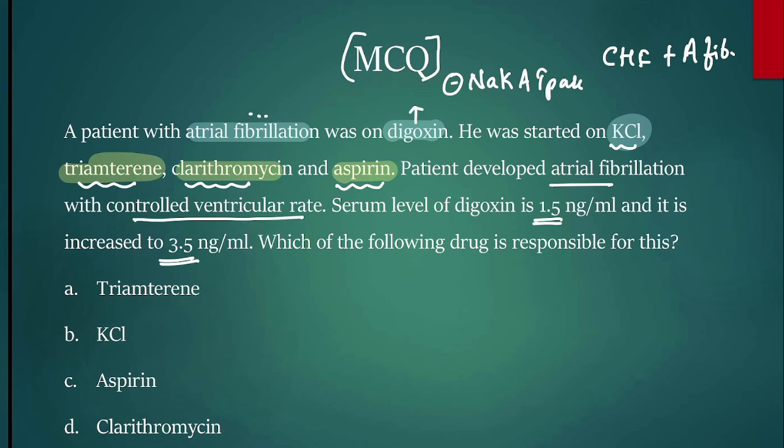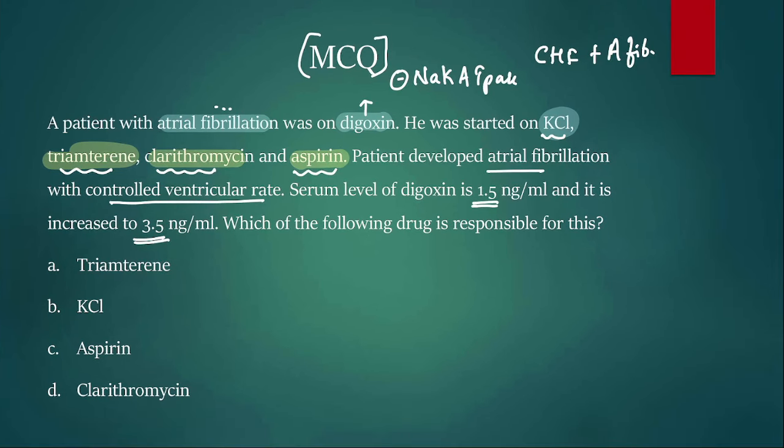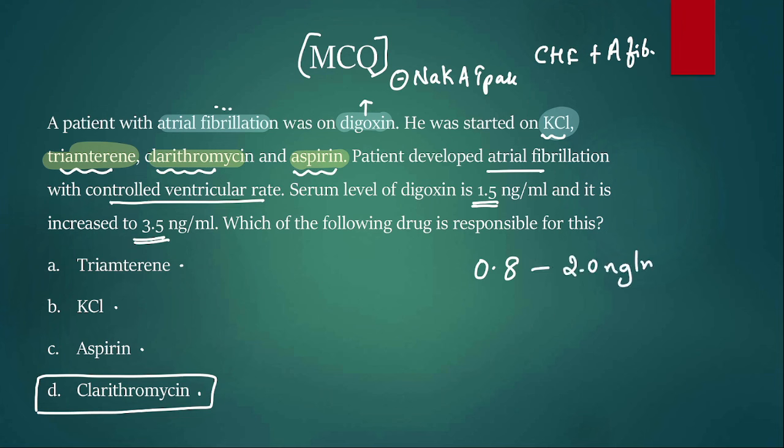Which of the following drugs is responsible for this? So the patient was already on digoxin, then 4 drugs were added: triamterene, potassium chloride, aspirin and clarithromycin. So take your time and try to answer this. If you are telling clarithromycin, then you are right. See, what happened now is, whenever we added this drug, the digoxin level went up. Digoxin is a drug which has a narrow therapeutic index. Usually it should be maintained between 0.8 to 2.0 nanogram per ml. So here it is above. The drug levels have increased.